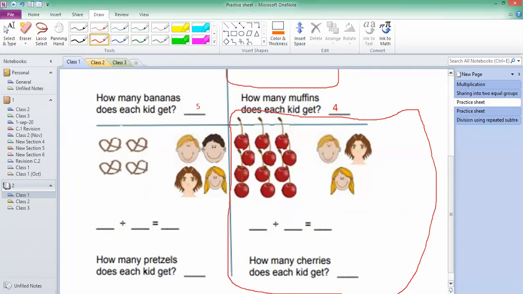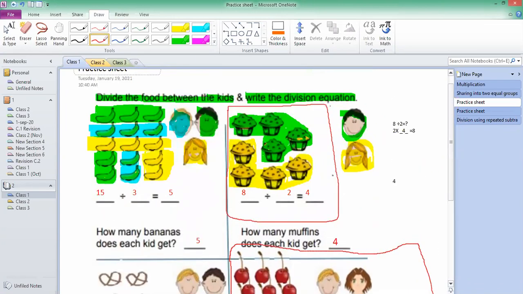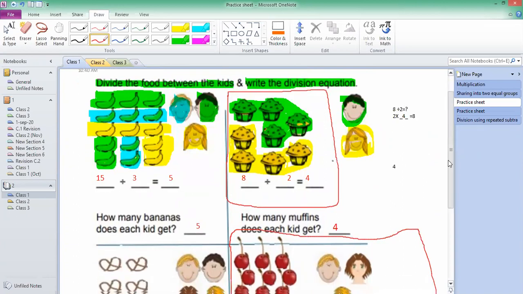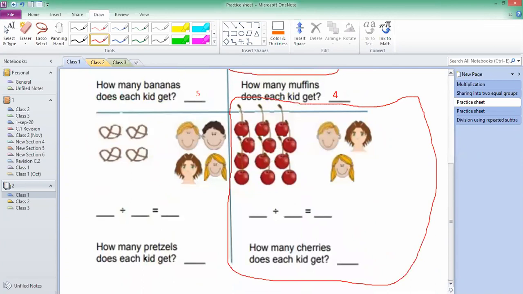You can see, guys, there are some cherries. Okay. And there are some kids. You have to distribute. Look at the question. The question is saying divide the food between the kids and write the division equation or division sentence. So you will count the cherries and you have to distribute equally among these kids.